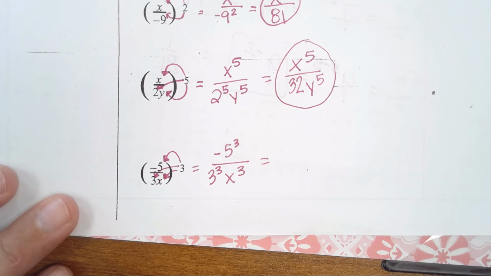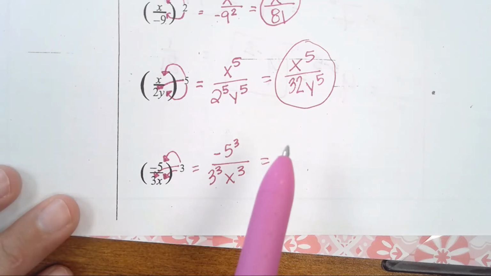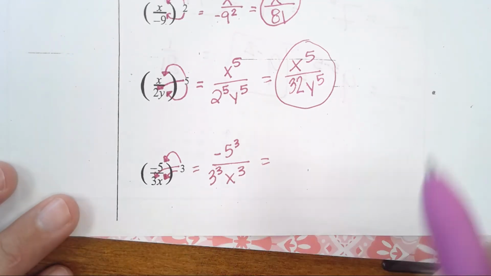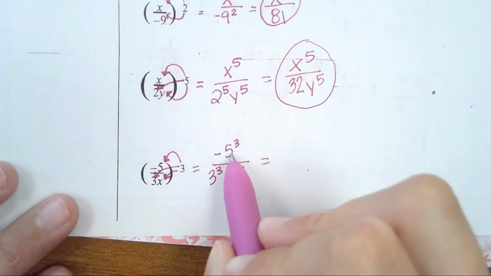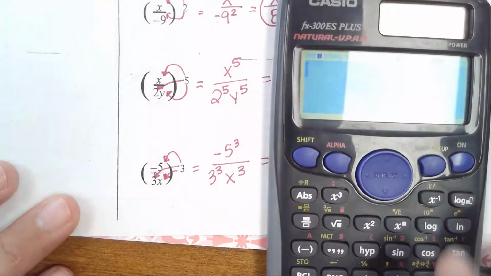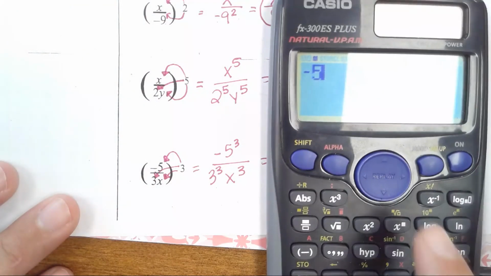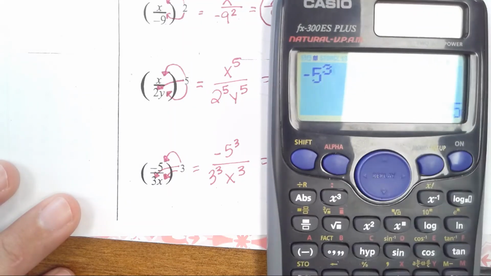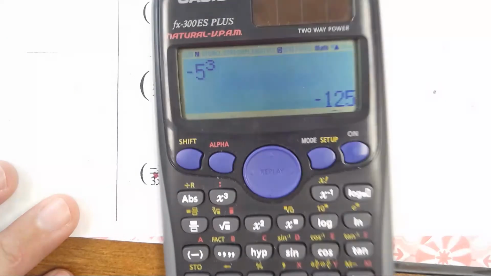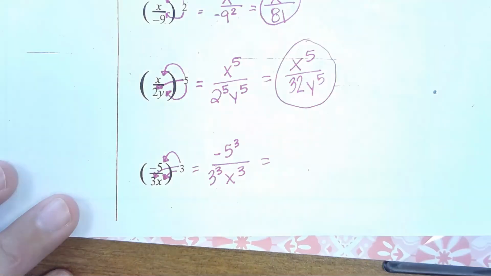Now I notice here that I have some exponents that are less than 5 that I can simplify. So what you guys would do here is take negative 5 to the third power, and again you can use your calculator. If you take negative 5 to the third power, you get negative 125.